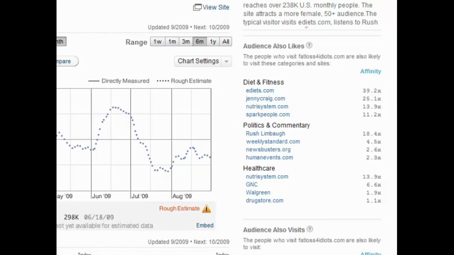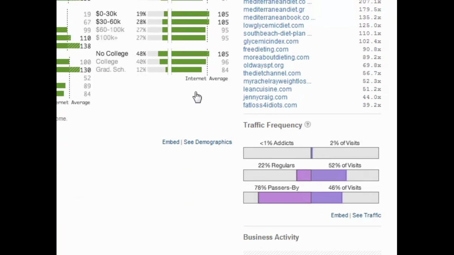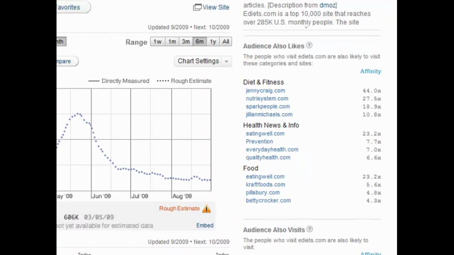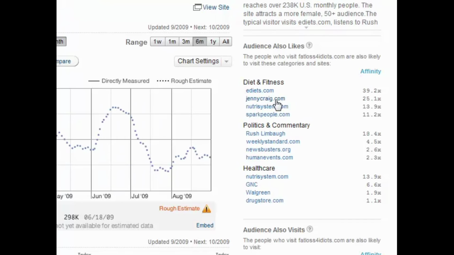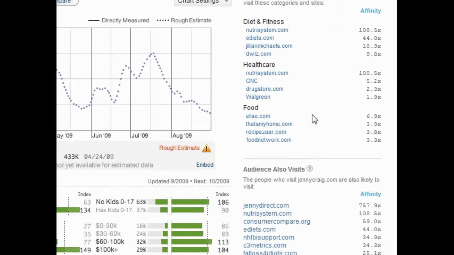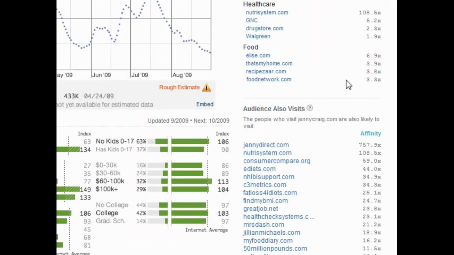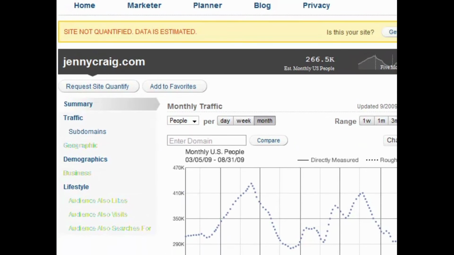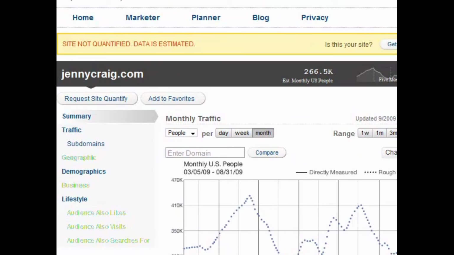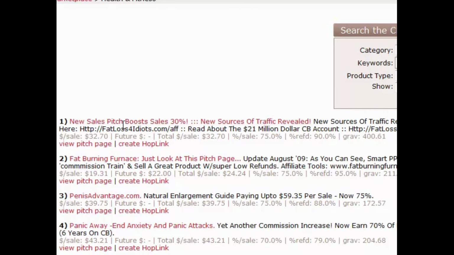I would go to eDiets and see what they look like, and compare that. I would go to Jenny Craig. I would look up all of these things and analyze all the data together. Then I would say, okay, well, this looks like a good thing to promote. So what I would do then is go into ClickBank, or actually go back to their site.